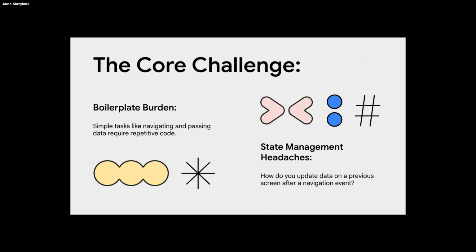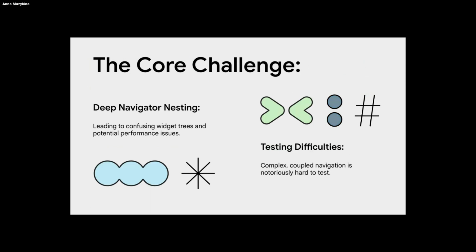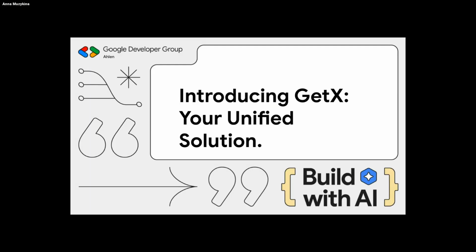inevitable headache of state management. For example, how do I update that list on the previous screen after adding a new item from a different screen? This often results in deeply nested Navigator widgets, making our widget trees confusing and our code difficult to read, maintain, and especially to test. This is the maze we often find ourselves in. This is where GetX steps in as our guiding star.